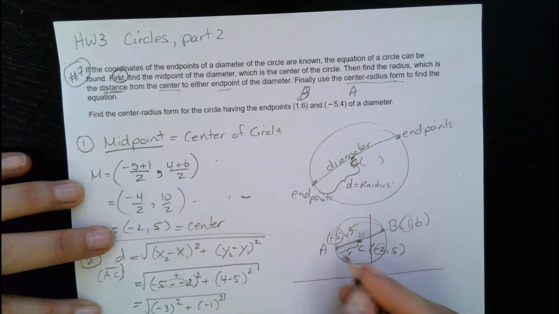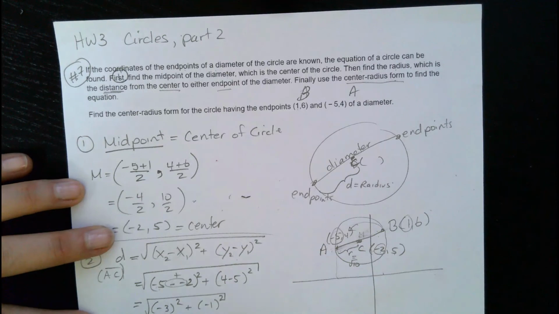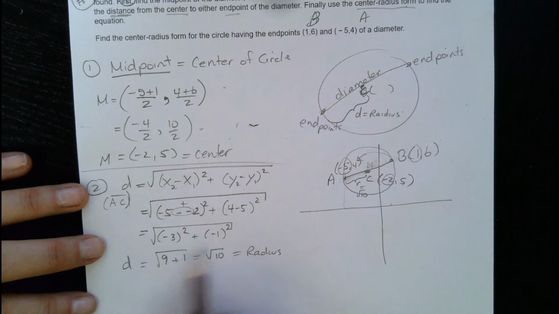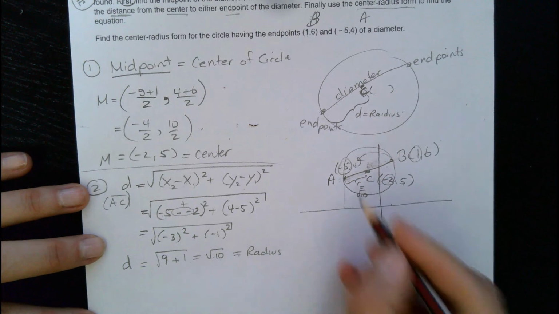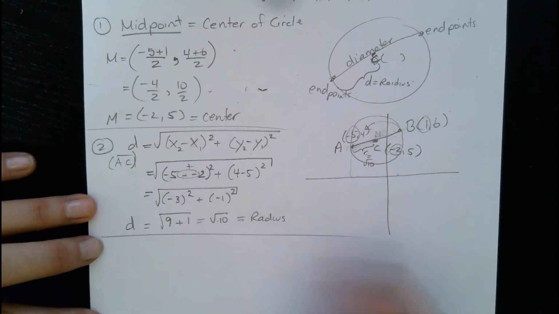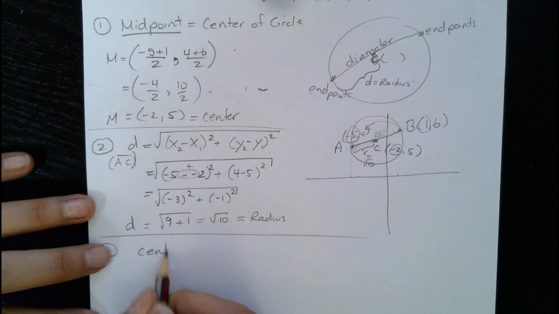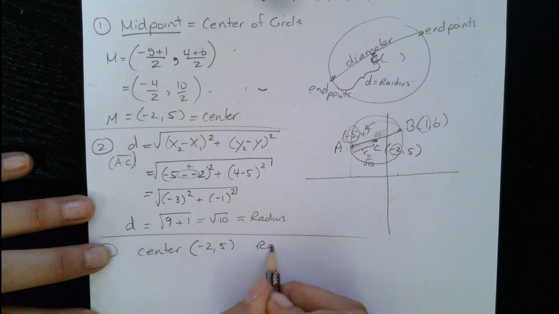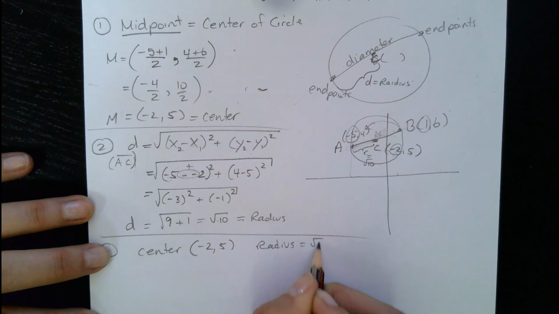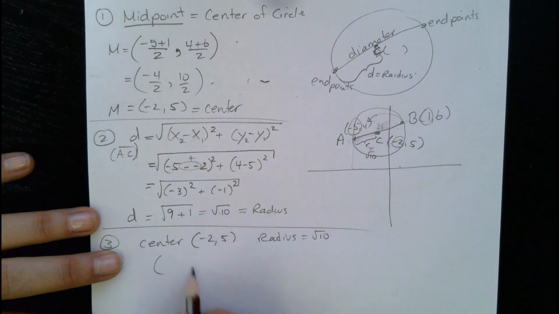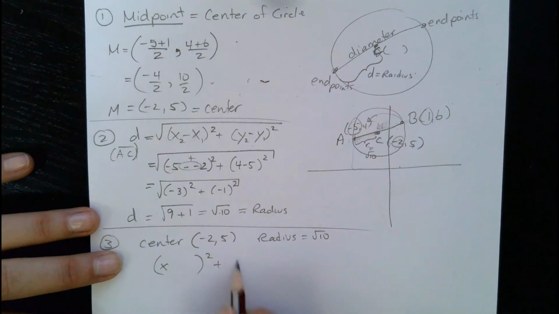So here, this radius is equal to √10. So now, oh, you can't see my work. There. So that's 9, that's 1, √10. Okay. So now, step 3, my center is -2, 5. My radius equals √10. So now I just use the center radius form of the equation for the circle.